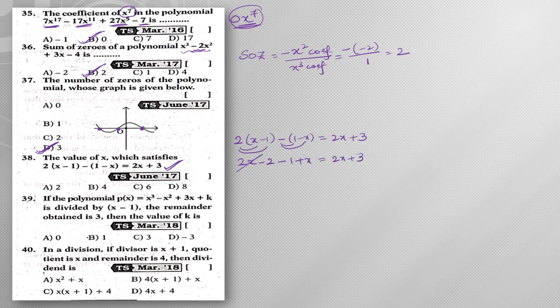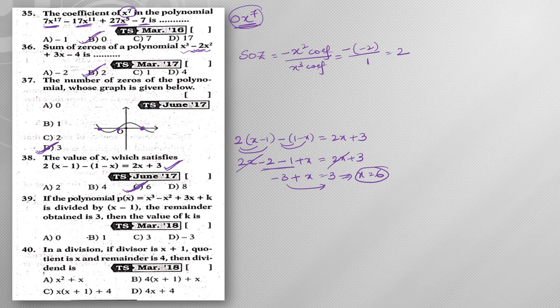On both sides we are having 2x, so we can cancel them out because both have the same signs. Next, minus 2 minus 1 is minus 3. So minus 3 plus x is equal to 3. When you transpose this minus 3, it will become plus 3. So x is equal to 3 plus 3, which is nothing but 6. Hence the value of x is 6.